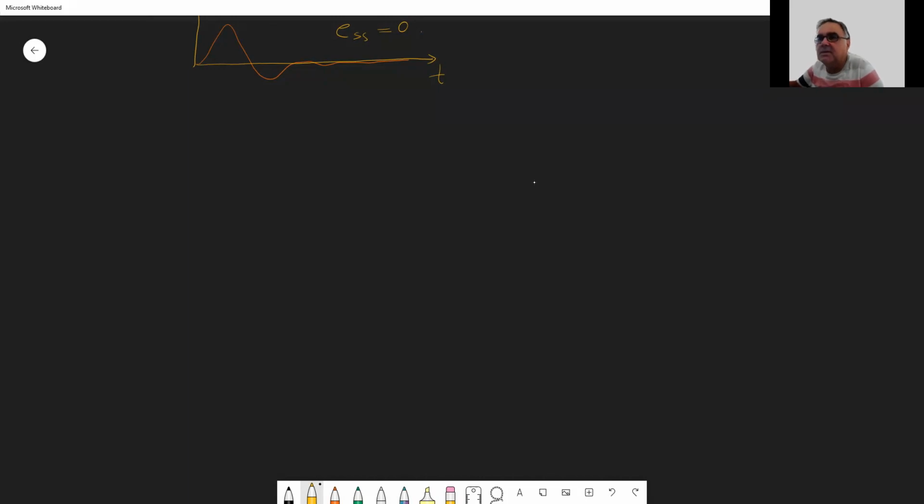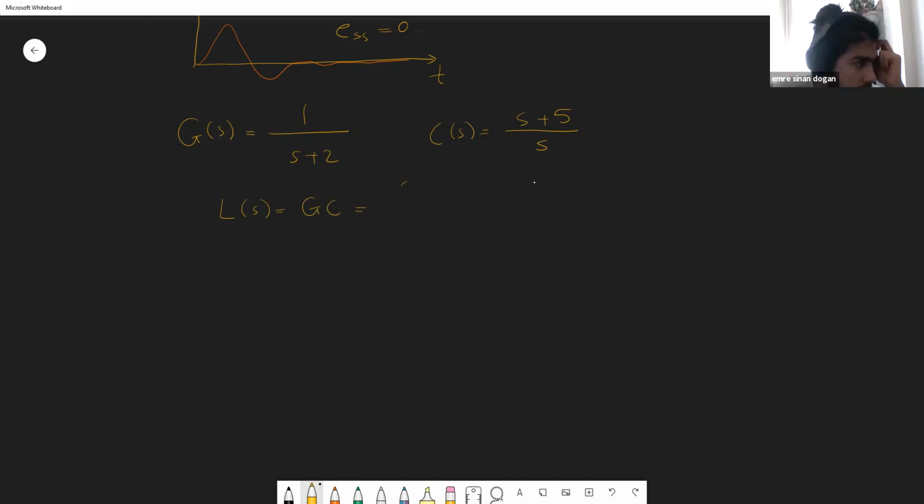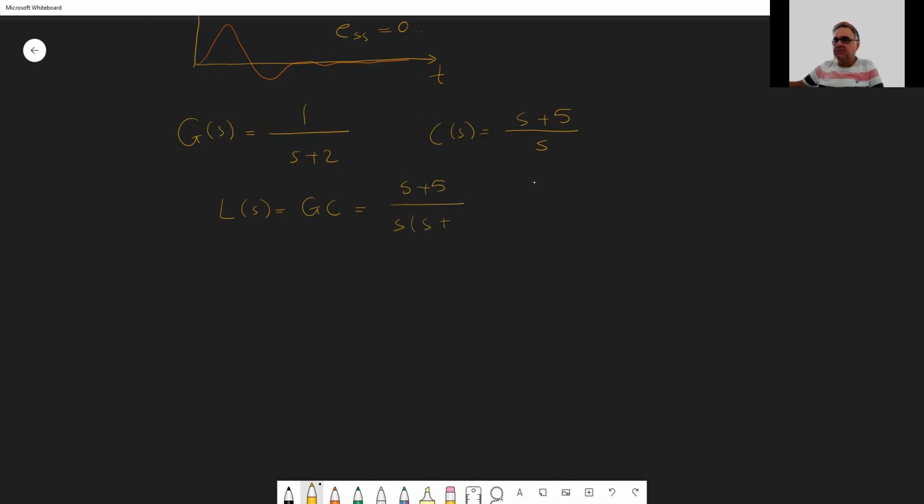If you have a system like G of S equals, let's say, 1 over S plus 2, and the controller C of S is S plus 5 over S, L of S is simply GC, which is S plus 5 over S squared plus 2S, that is S times S plus 2. Here you have one free integrator. For this system, if you have unity feedback, it's simply type 1, at least for R input.